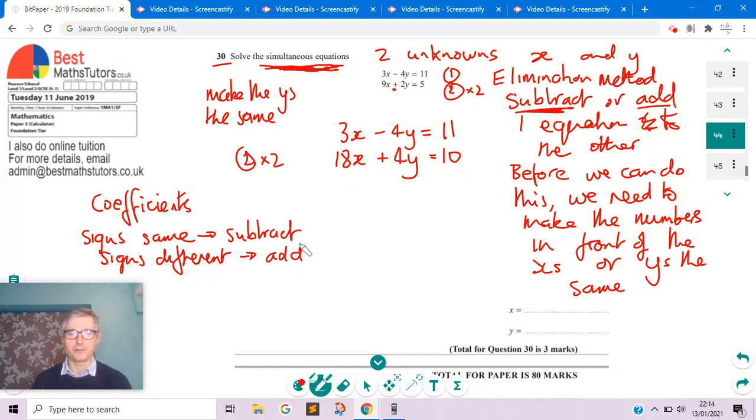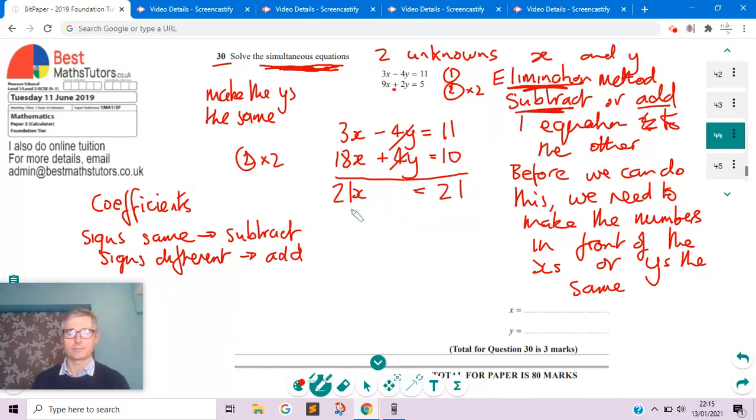Now, if we look at these, we can see we've got a minus and we've got a plus. So the signs are different, so we're going to add them. If I add 3x and 18x together, we get 21x. Now if I add plus 4y to minus 4y, they cancel each other out, so they can disappear. So I don't need to write any y's anymore. And that's where the word elimination comes from, because I've eliminated the y's. Now if I add the 10 and the 11 together, I get 21.